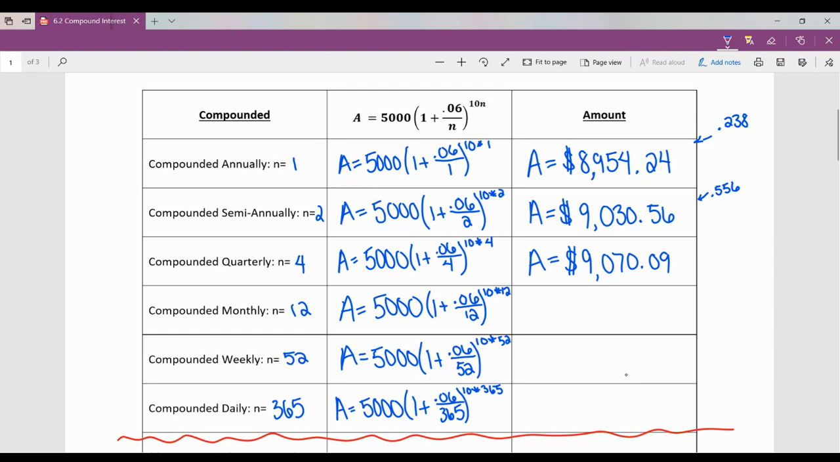All right, so on to the next one. We've got 0.06 divided by 12, because it's monthly this time. Then we're going to add 1 to it. Then we're going to raise it to the 10 times 12 is 120. So we raise that number to the 120. And then we're going to multiply that by 5,000. And I get my amount in my account is $9,096.98.